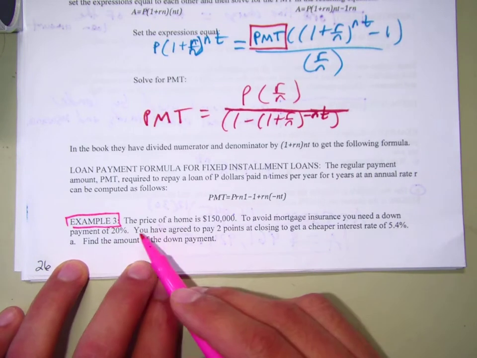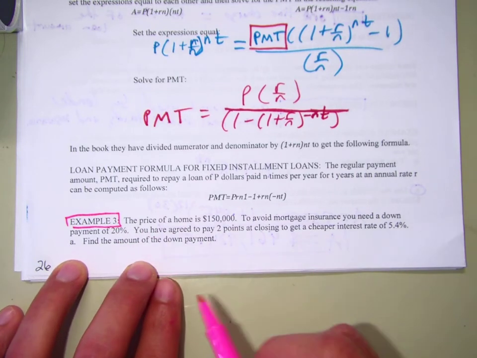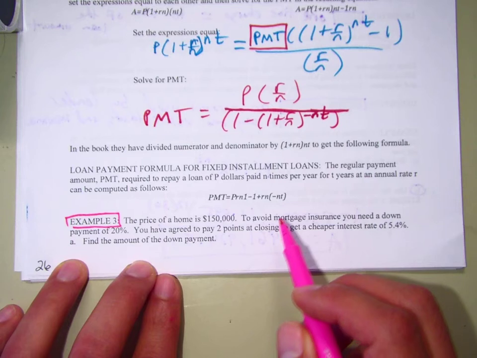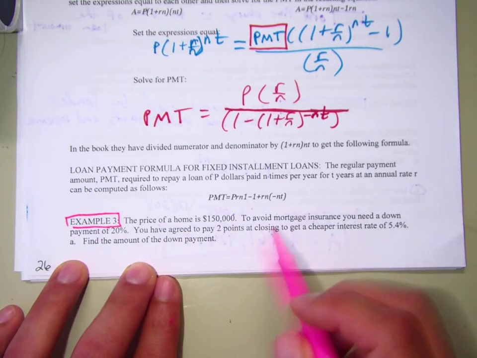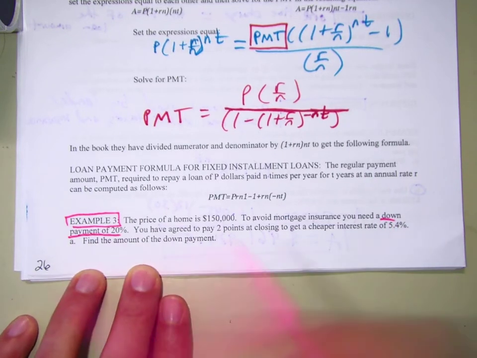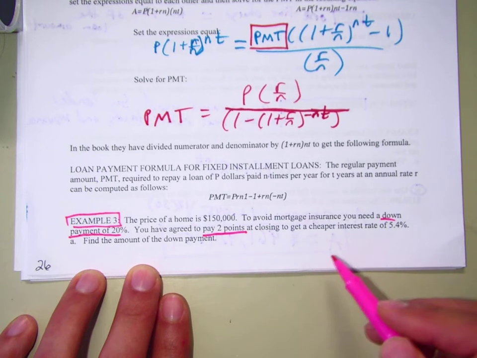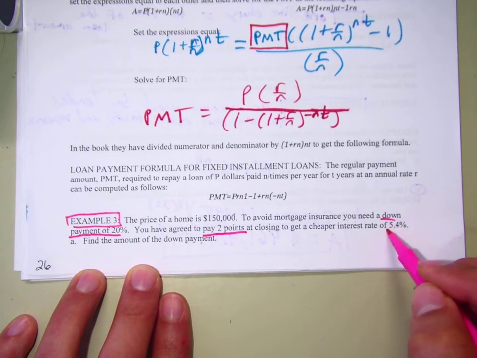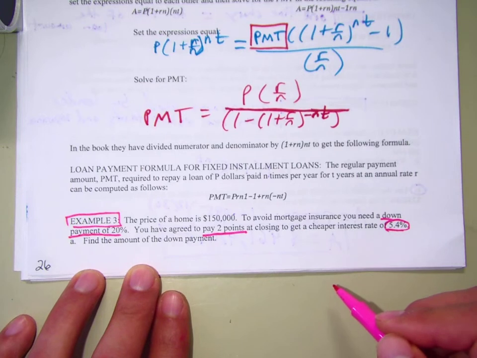But you got a $150,000 home. You want to avoid mortgage insurance, so you need a down payment of 20%. You also have agreed to pay 2 points at closing to get a smaller interest rate of 5.4%.